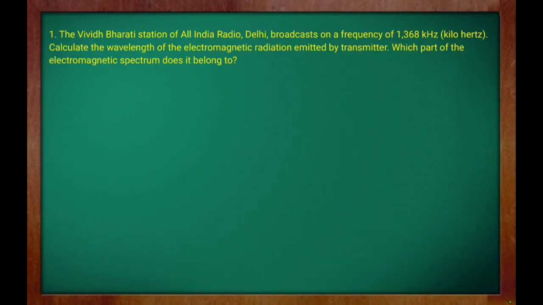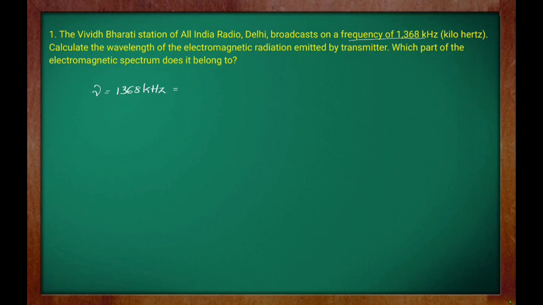Let us discuss a few questions on how to find the frequency or wavelength for a particular radiation of the electromagnetic spectrum. The question is, the Vividh Bharati station of All India Radio Delhi broadcasts on a frequency of 1368 kHz. Calculate the wavelength of the electromagnetic radiation emitted by the transmitter. Which part of the electromagnetic spectrum does it belong to? From the question, we can write the frequency of radiation represented by nu is equal to 1368 kHz. We know that the SI unit of frequency is hertz.